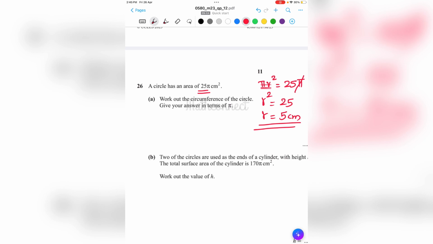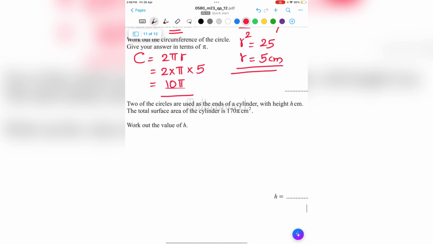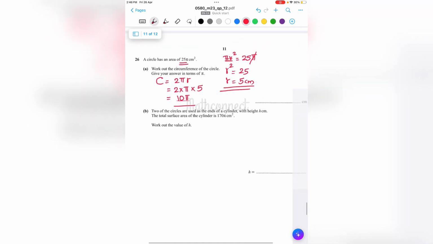Now we can find the circumference of the circle by using the formula c is equal to 2 pi r, which is 2 into pi into the radius, which is 5. So your answer is going to be 10 pi. We can leave it as it is because they want the answer to be in terms of pi. Question B.